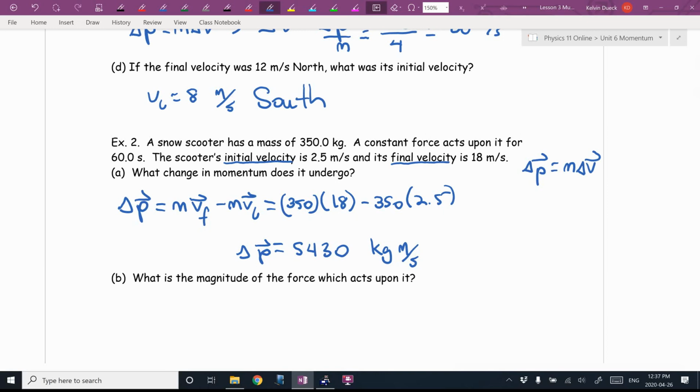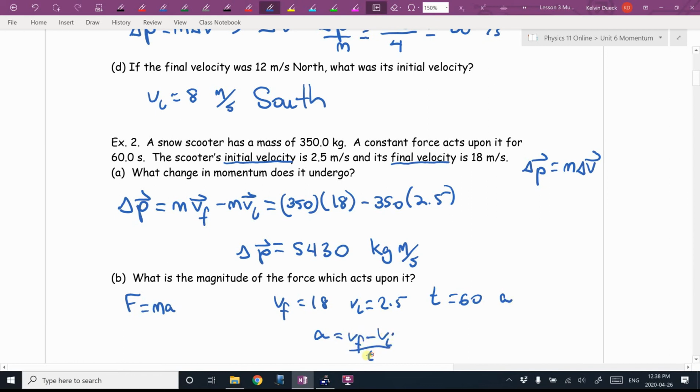Ooh, B, what's the magnitude of the force that acts upon it? Okay, so now they want me to find the force. One way to do this, don't write this down, I could go F equals ma, and then I would say, well, I need the acceleration, and I could say, well, they told me VF, they told me VI, they told me T. I can find A. I can go A equals VF minus VI over T, and then I can walk over to here. But you can see this is a several-step question.